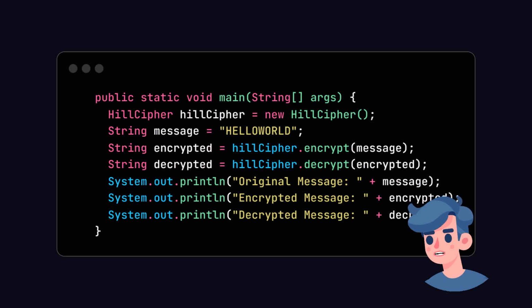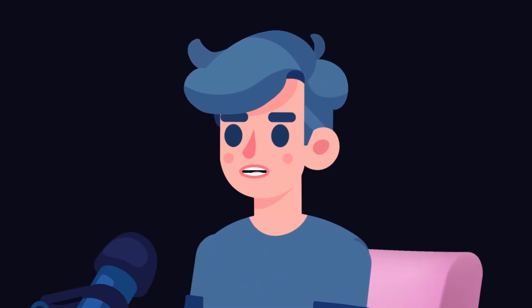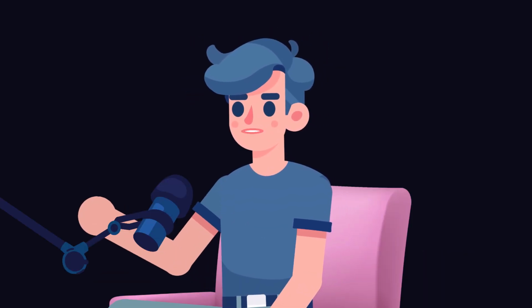Now that we have both the encrypt and decrypt methods, let's test our HillCipher class. We'll modify the main method to first encrypt a message and then decrypt it, displaying both results. When you run the code for the last time, ensure that the decrypted message matches the original message. This indicates that our implementation is working correctly. And there you have it. You've successfully implemented the Hill Cipher in Java, learning both the encryption and decryption process.